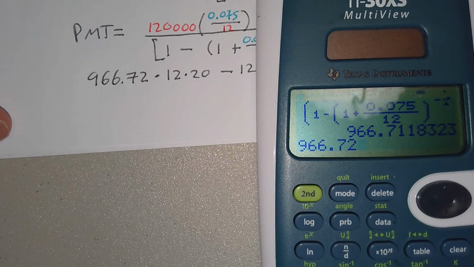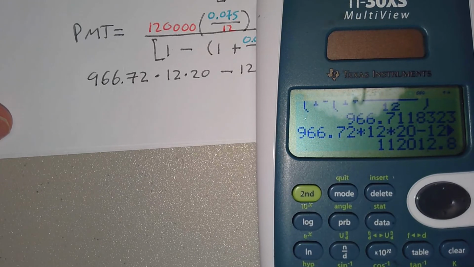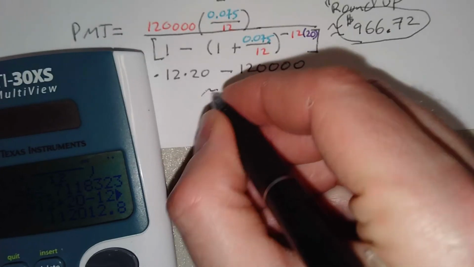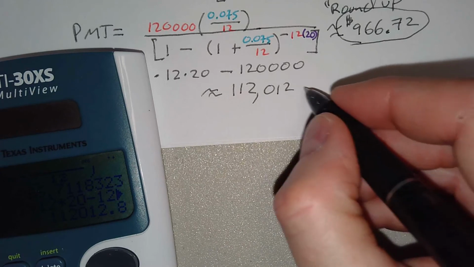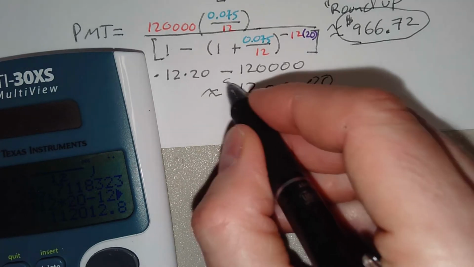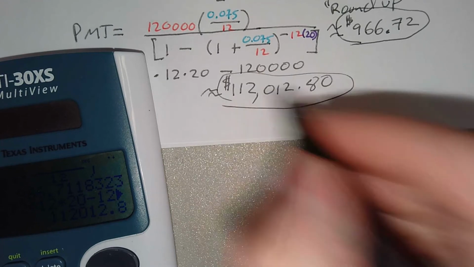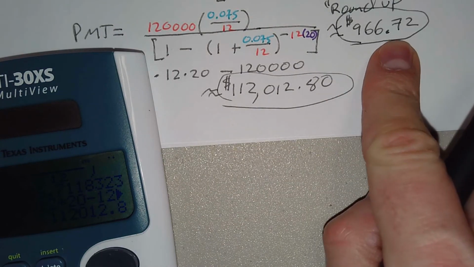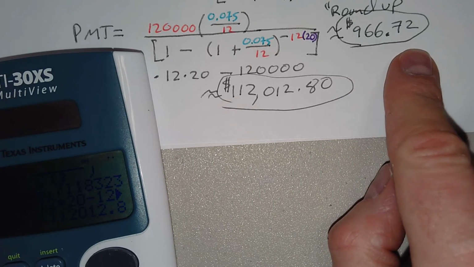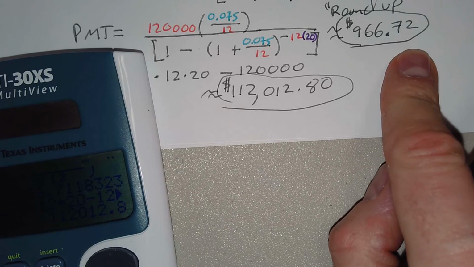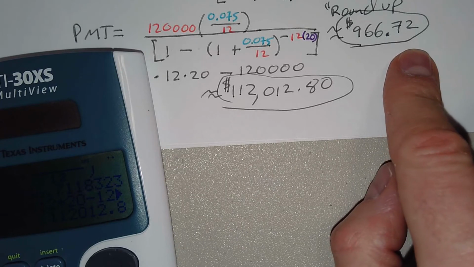We're going to multiply it by 12, multiply it by 20, and then subtract off 120,000. So that's $112,012.80. Now, if you did not round up here, if you left it as $966.71, and you did the calculations, you would end up with $112,010.40.